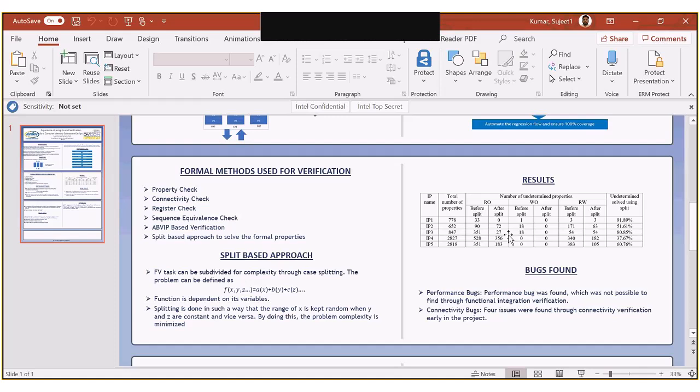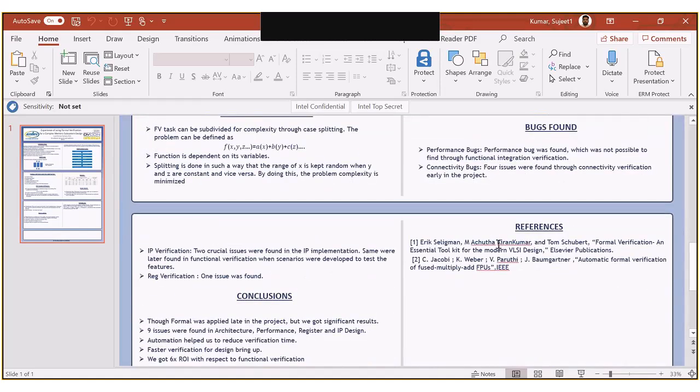Now let's talk about the results. Using this split based approach, RO, WO and RW indicate read only, write only, and read write. These were the number of properties that were unsolved before the split, and after the split these are the numbers, and this is the percentage improvement from using the split approach. By using that we had significant results.